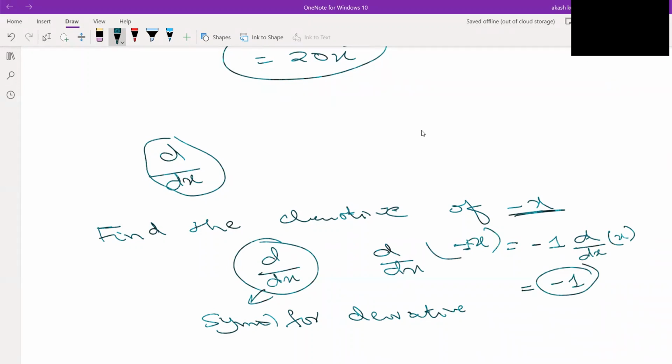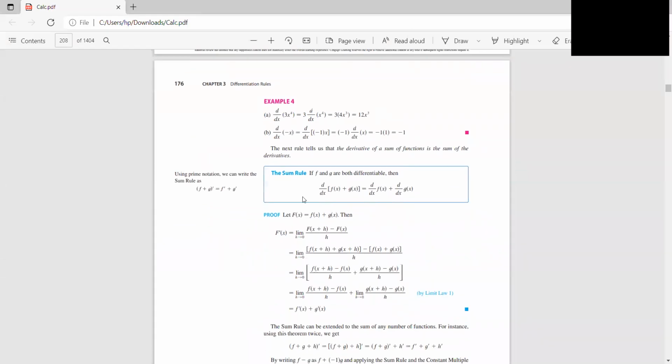So back to the book. Then we have another rule that is called the sum rule, where we are given two functions, the function f of x and the function g of x, and they are added together. Can you repeat, please, because your voice is not clear? Yeah, sure. So here we have a sum rule. Is it better now? Yeah. Okay. So we have the sum rule, d over dx of f of x plus g of x.